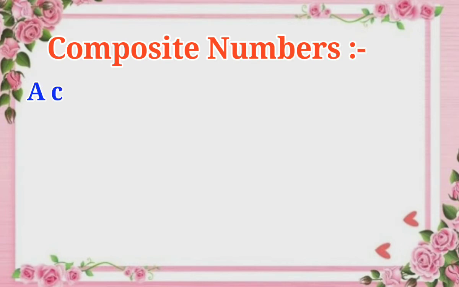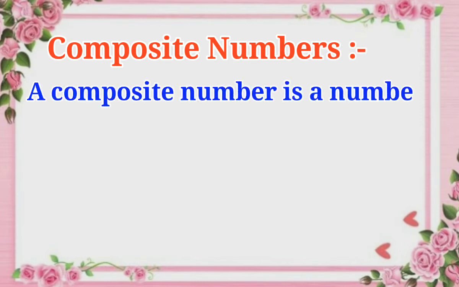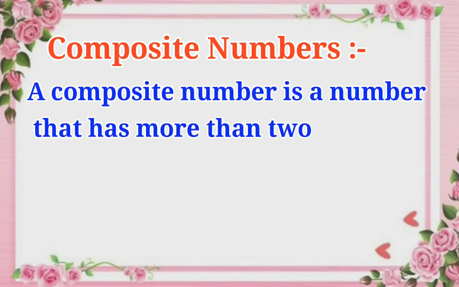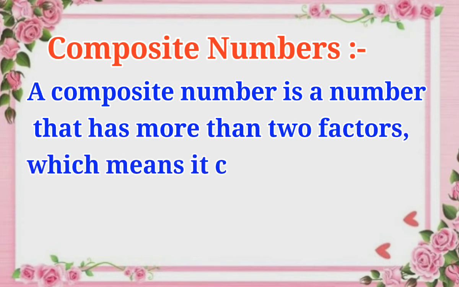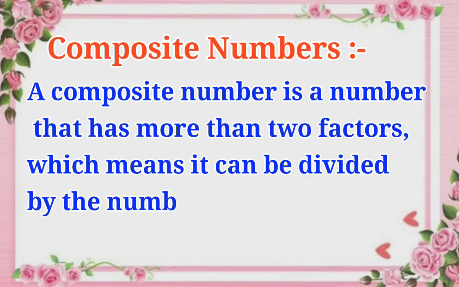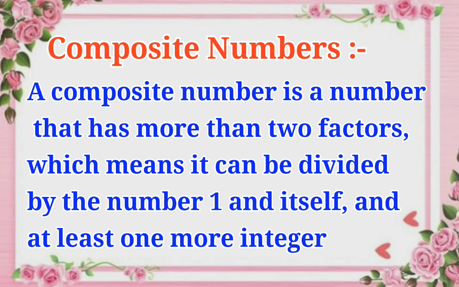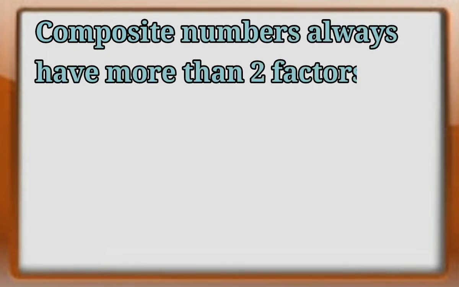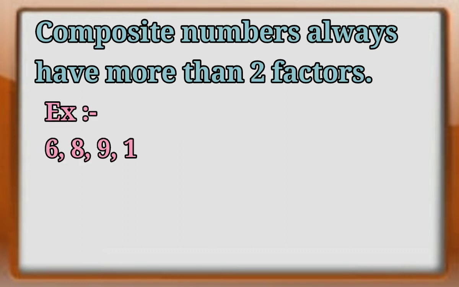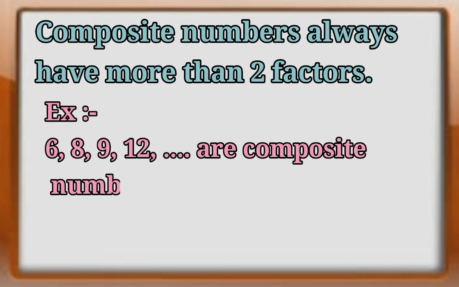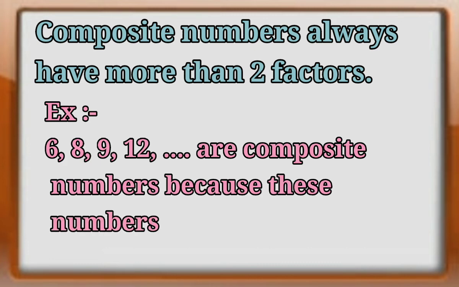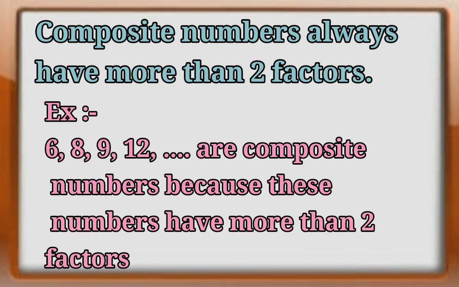Now we know about composite numbers. A composite number is a number that has more than two factors, which means it can be divided by the number 1, itself, and at least one more integer. Composite numbers always have more than two factors. For example, 6, 8, 9, 12 are composite numbers because these numbers have more than two factors.